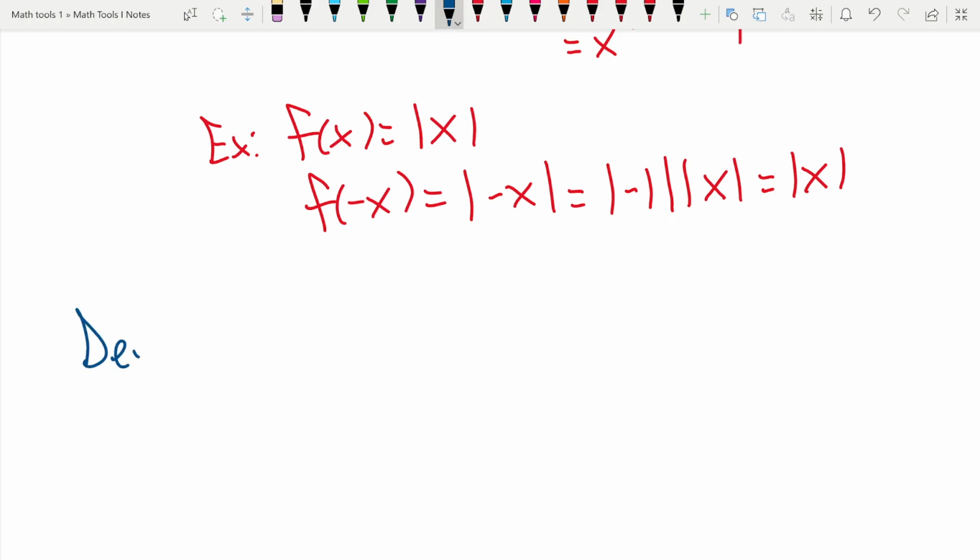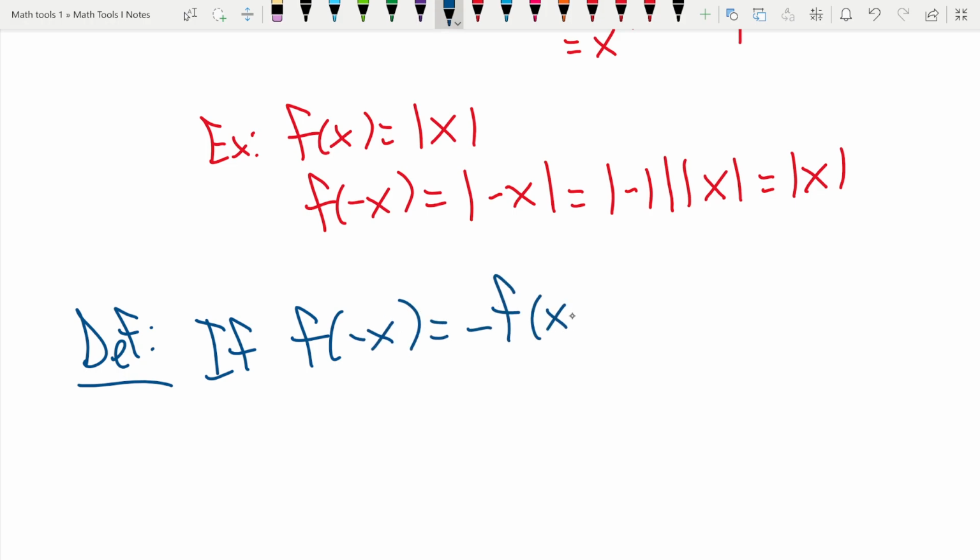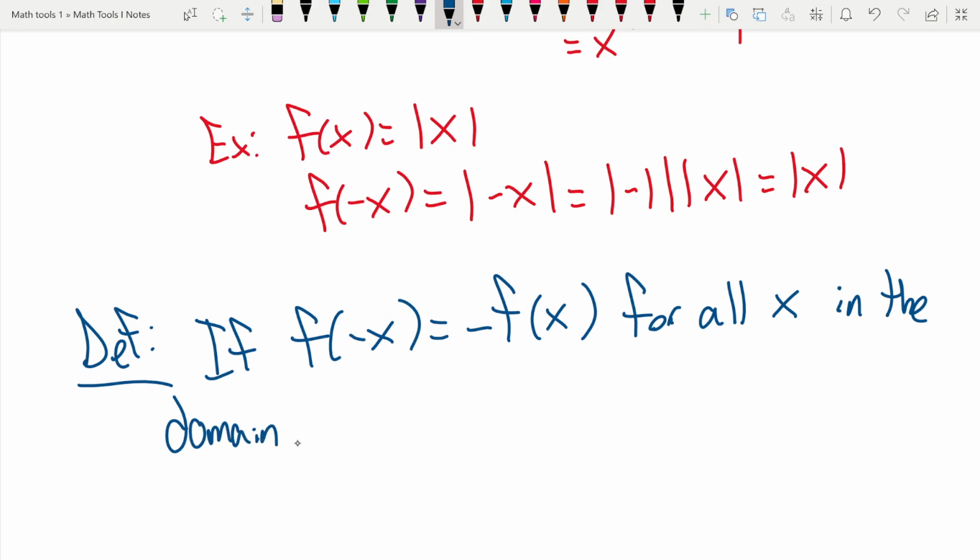Okay, so now an odd function. If f of negative x equals negative f of x for all x in the domain, then f is an odd function.